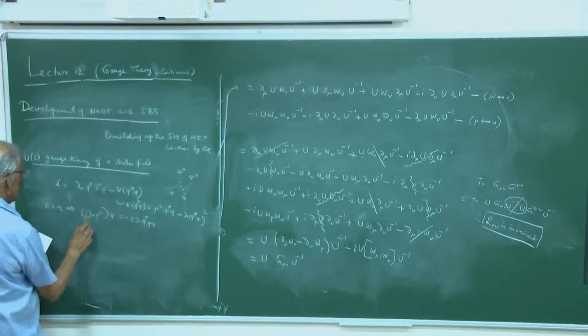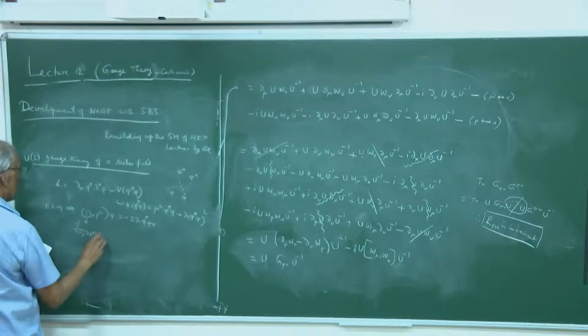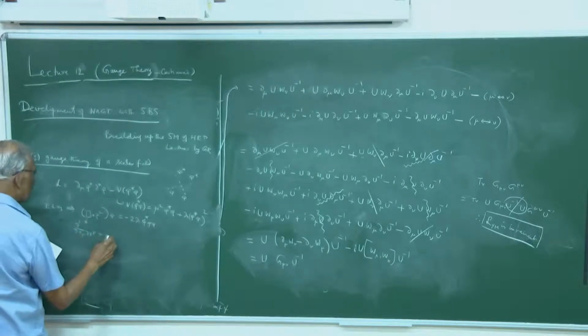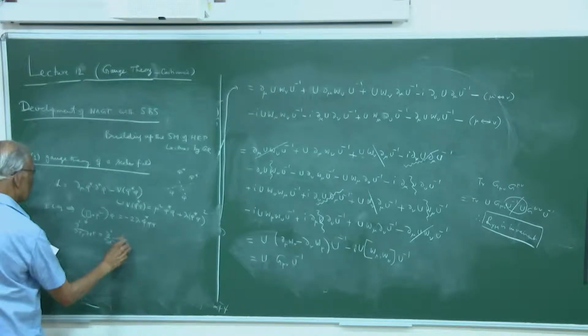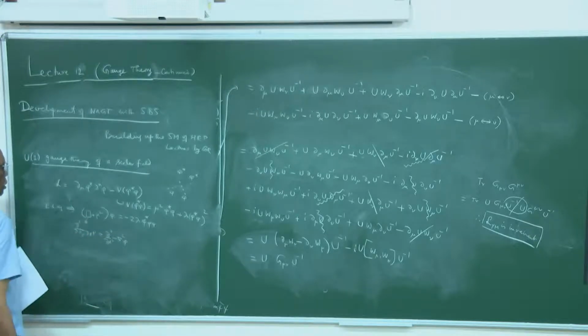This box is nothing but d squared by dx mu into dx mu, the 4-dimensional Laplacian. Written in terms of space and time separately, it will be d squared by dt squared minus the Laplacian. So this is the wave operator. So this is the wave equation for the scalar field phi.